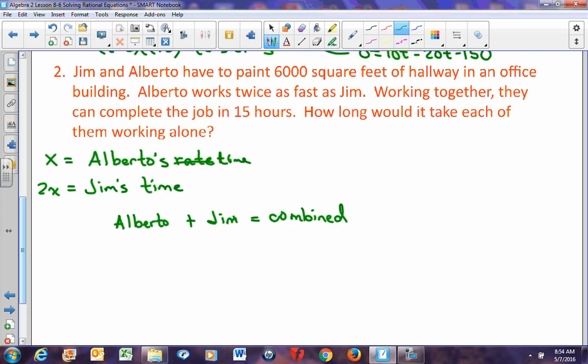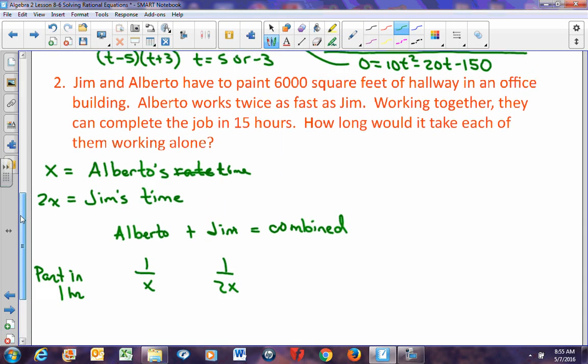If Alberto can do things in x amount of time and Jim can do things in 2x amount of time, in 1 hour they can each do a specific part. In 1 hour, Alberto can do 1 over x of the job, and Jim can do 1 over 2x of the job. It kind of makes sense to me.